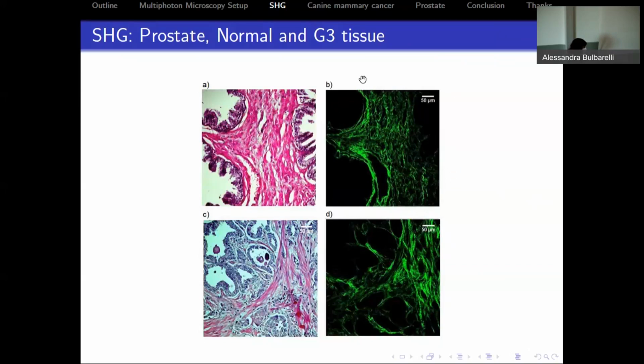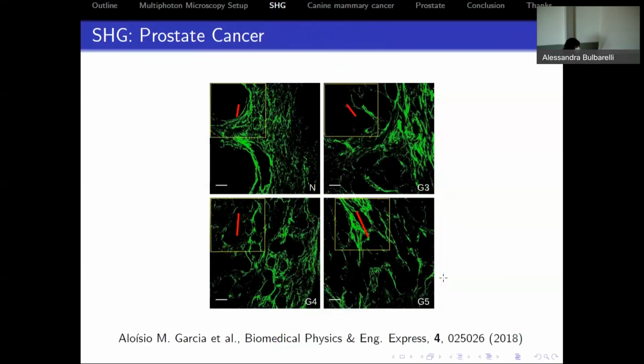And this one is one type of the prostate diagnosis that I'm going to go into in more detail later on, which is this pattern called Gleason 3. And from the image, you can already see that the details of the collagen are quite different. But what is used in the literature is to go through this image and try to measure how these fiber lines are organized.